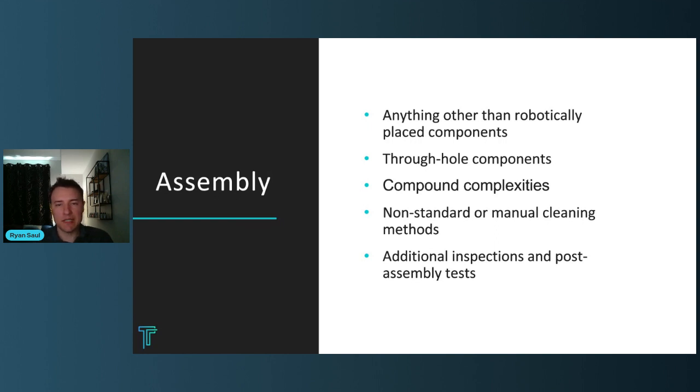So compound complexities is a little bit vague. Sometimes easy things become hard when combined with other easy things. So an example of this would be through-hole solder joints close to SMT solder joints. If you have an easy SMT and an easy through-hole solder joint, you put them close together, and now you need a fixture.